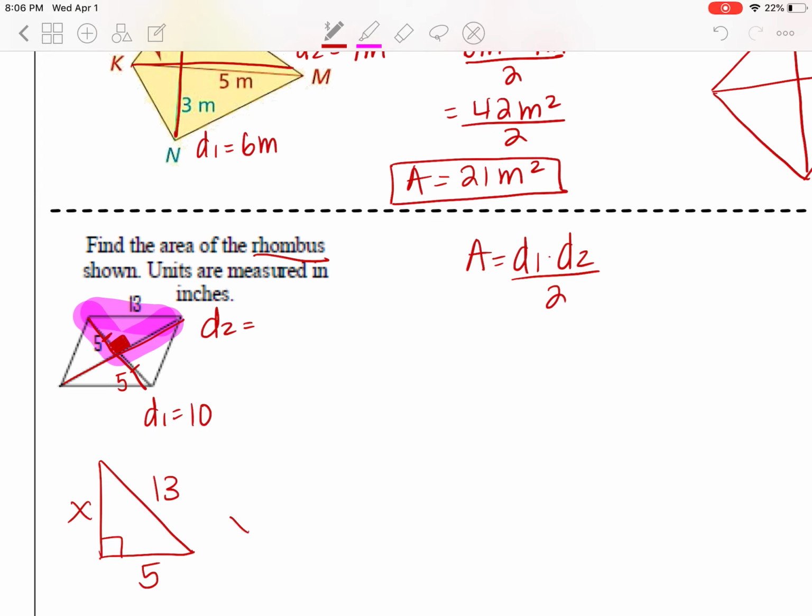So anytime we're looking for the leg of the right triangle, we get the hypotenuse squared minus the leg squared. So that will give us x equals 12. And again, this is 12, but we're still looking for the length of the diagonal 2. So we need to add that twice or multiply it times 2. And we get that the length of the diagonal 2 is 24 inches.